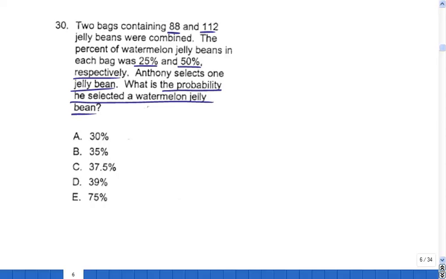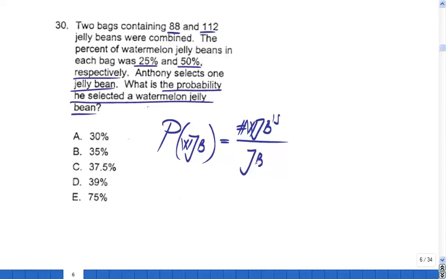Well, first of all, you guys remember to find the probability of getting, let's say, a jelly bean in this case, you have to use the simplest ratio of expected outcomes, right? We're talking about watermelon jelly beans, right? The number of watermelon jelly beans divided by the number of total jelly beans in the bag.